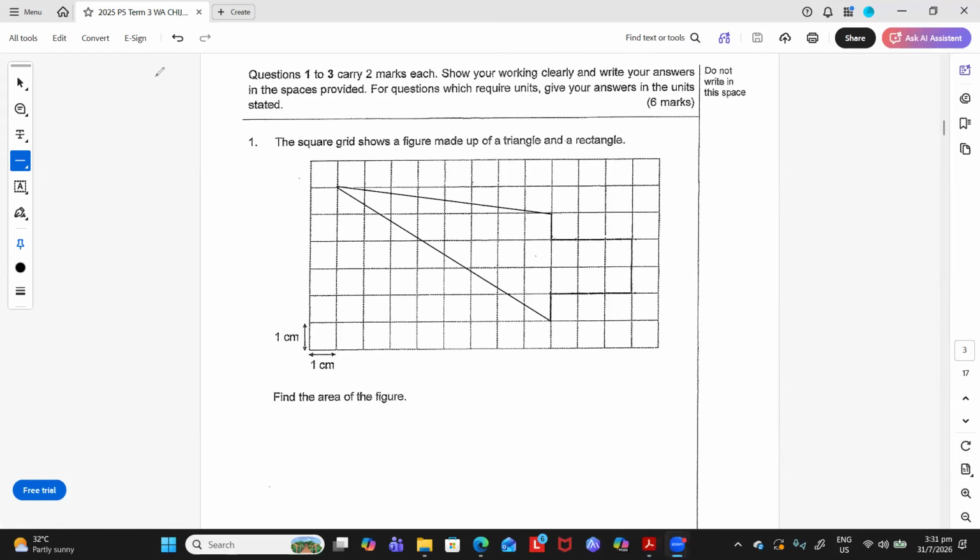Hey, today we're doing the CHIJ St. Nicholas Girls' School P5 WA3 paper. Okay, now let's start off with question one.